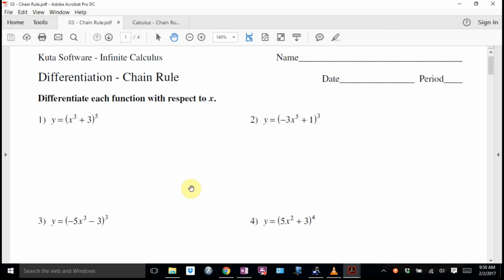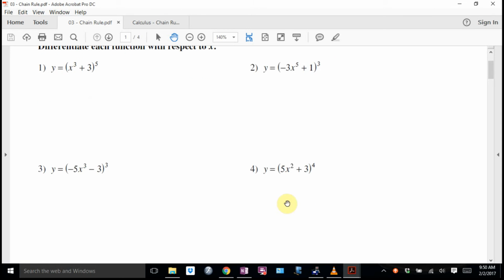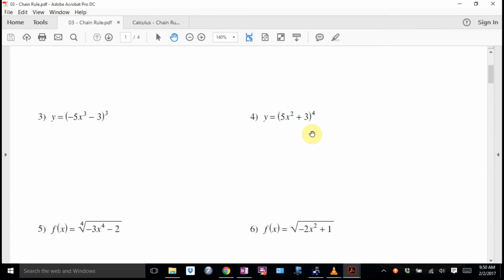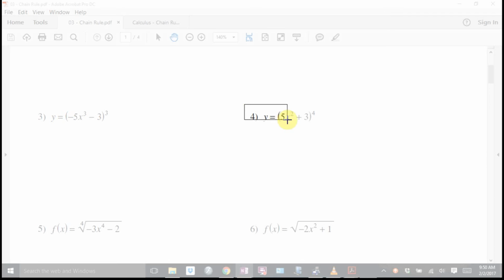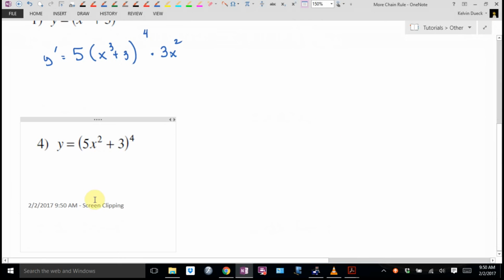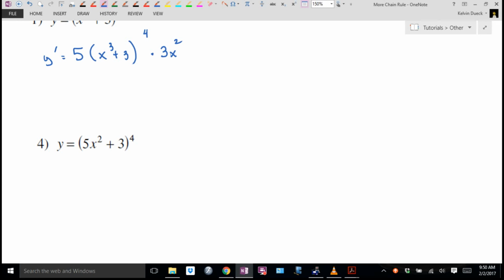Okay? Let's try this one here. Oh, heck, let's kick it up a notch. Let's try this one here, number 4. If I take the derivative, I always find, and I can print this up for you later if you want, or you can write these down, I always find it easier to write out the original function.